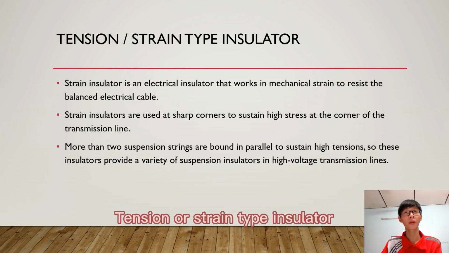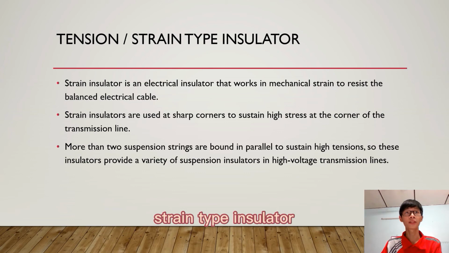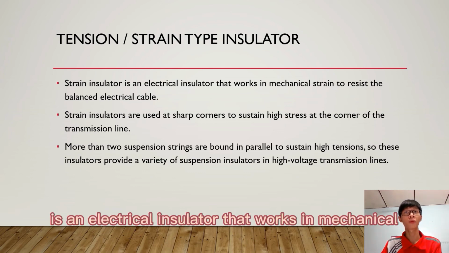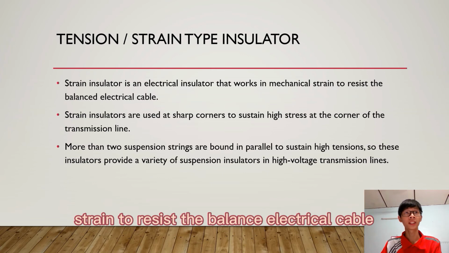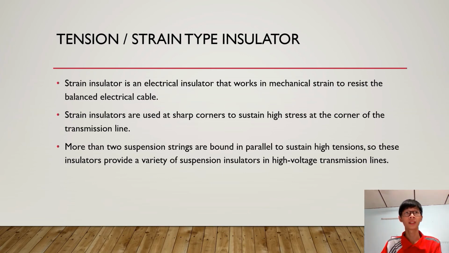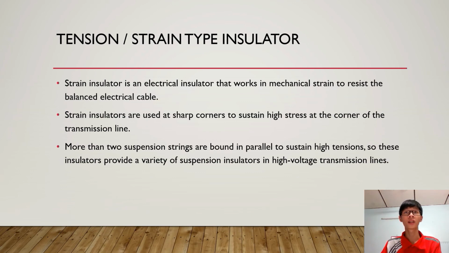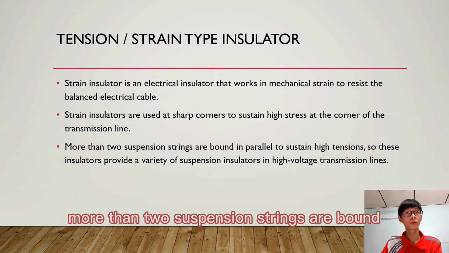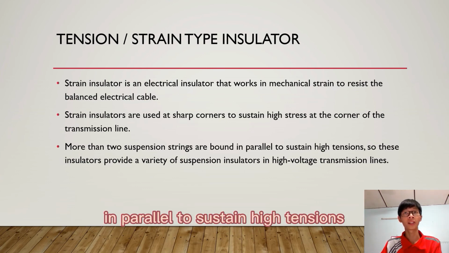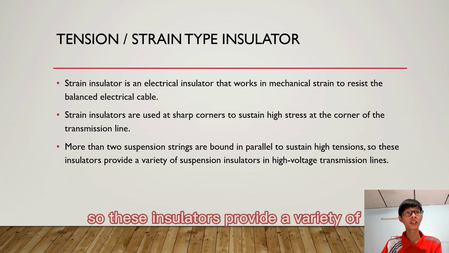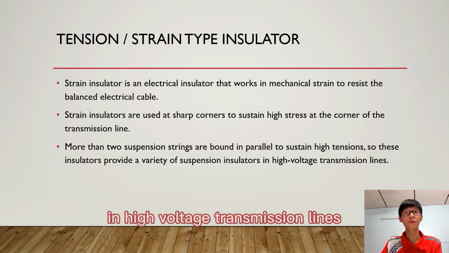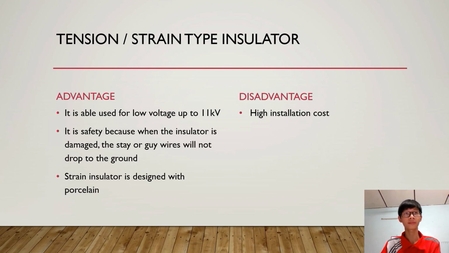Tension or strain type insulator. Strain type insulator is an electrical insulator that works in mechanical strength to resist the balanced electrical cable. After that, strain insulators are used at sharp corners to sustain high stress at the corner of the transmission line. More than 2 suspension strings are bound in parallel to sustain high tension, so these insulators provide a variety of suspension insulator in high voltage transmission line.